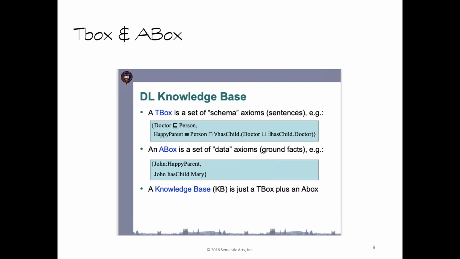That's where you're saying what the terms mean. And then the A-box holds the grounded facts, like declaring that John is a happy parent, or that John has a child, Mary. And in this guy's opinion, a knowledge base is just the two of those put together.